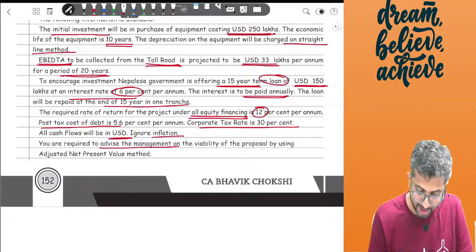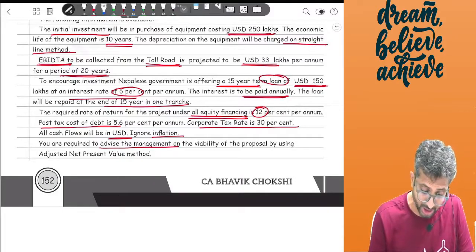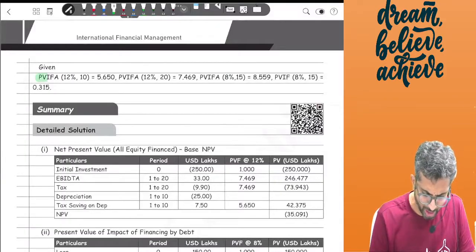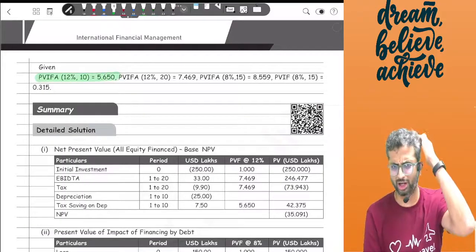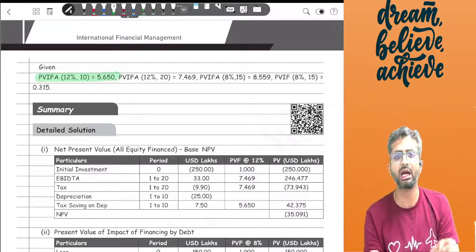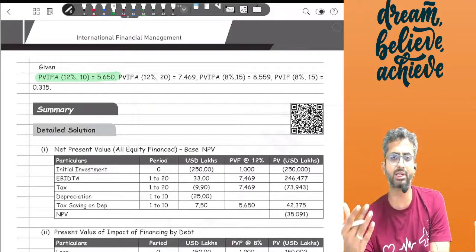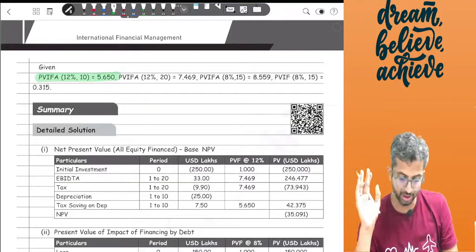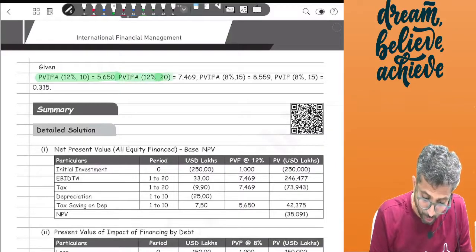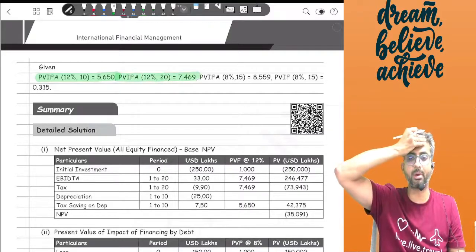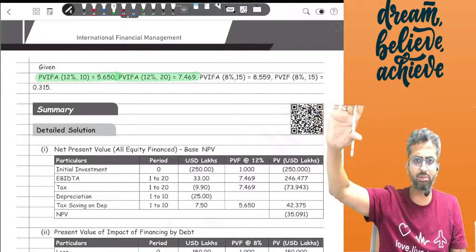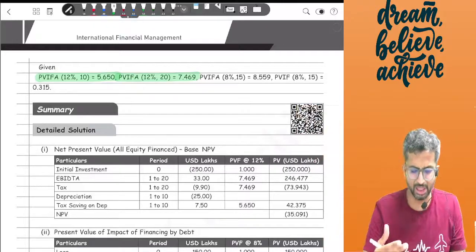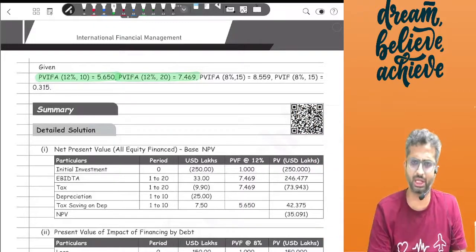You are required to advise the management on the viability by using APV. The question very clearly tells you APV method, where the given rates are 12% for 10 years. Well, 12% is your required rate of return on an all equity finance project for the first 10 years. Well, first 10 years there is 33 million of EBITDA minus 25 million of depreciation, or lakh, whatever it is. Then PVF at the rate of 12% for the total 20 years. Remember, for the next 10 years, there will be 33 lakhs USD, but there is no depreciation. And hence, maybe I will have to do some working at the rate of 12% for the next 10 years.